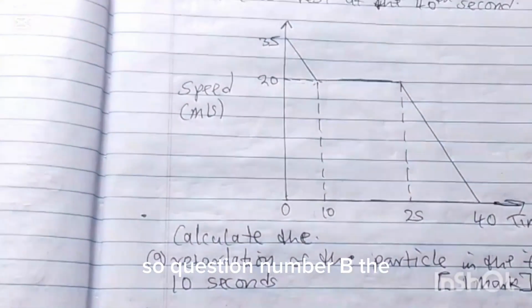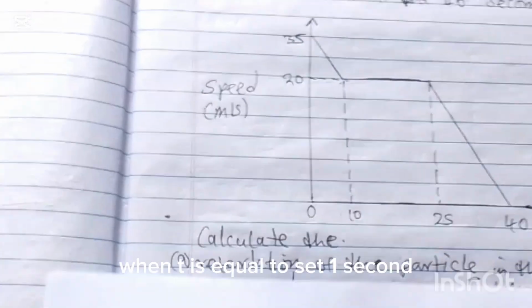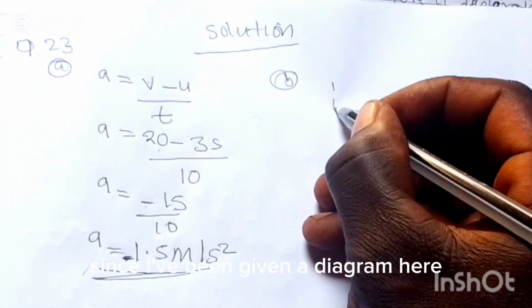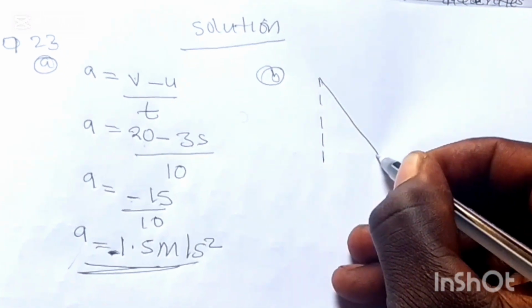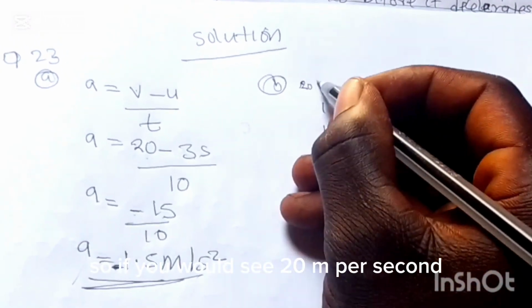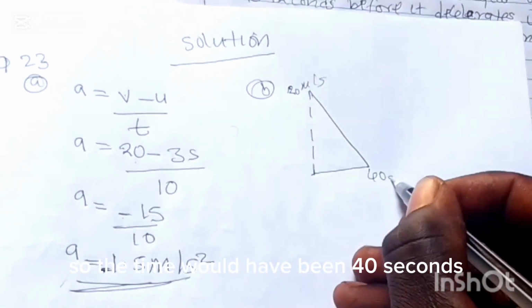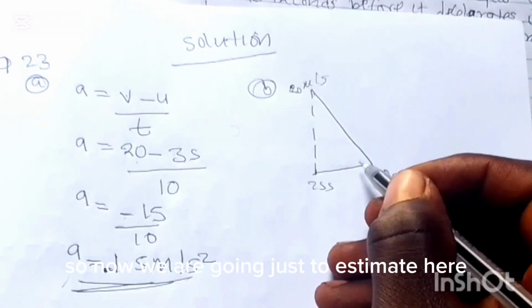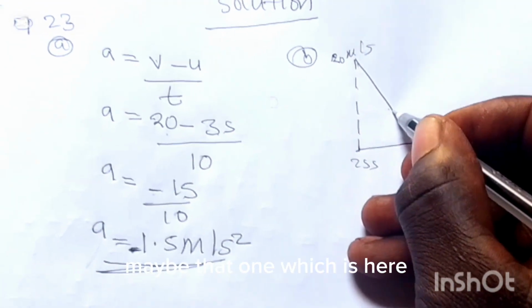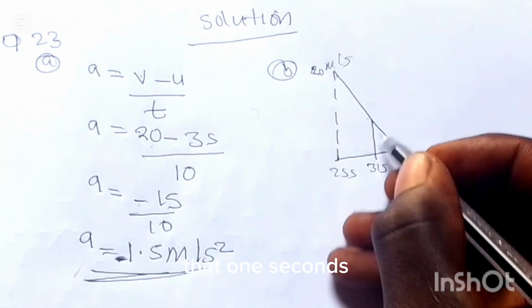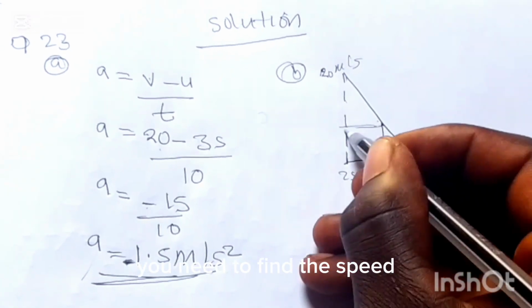So question number B, calculate the speed of the particle when t is equal to 31 seconds. So we're going to redraw this diagram here, since we have been given a diagram. If here was 20 meters per second, so the time was 40 seconds, and then here we have 25 seconds. So here we are going to estimate where 31 seconds is. You need to find the speed here.